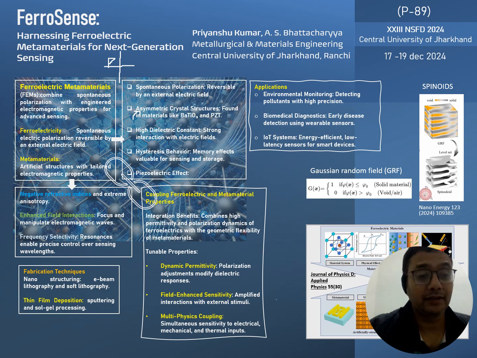Now, metamaterial, on the other hand, if you go by the exact definition, is basically an artificially structured and tailored material with different electromagnetic properties. The foremost property associated with the metamaterial is the negative refractive index. And apart from that, metamaterial can also cause enhanced field interactions, and it is also used for frequency selection.